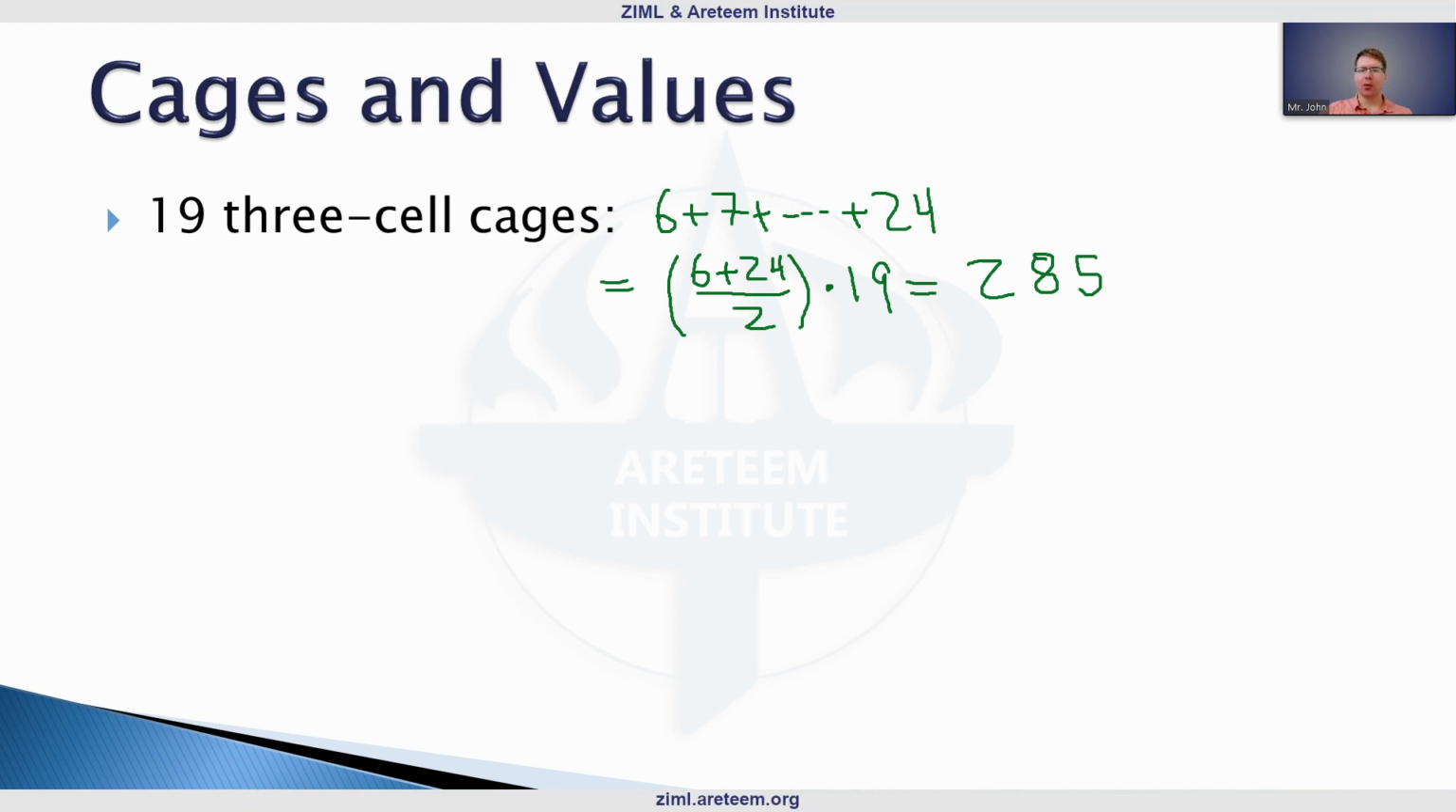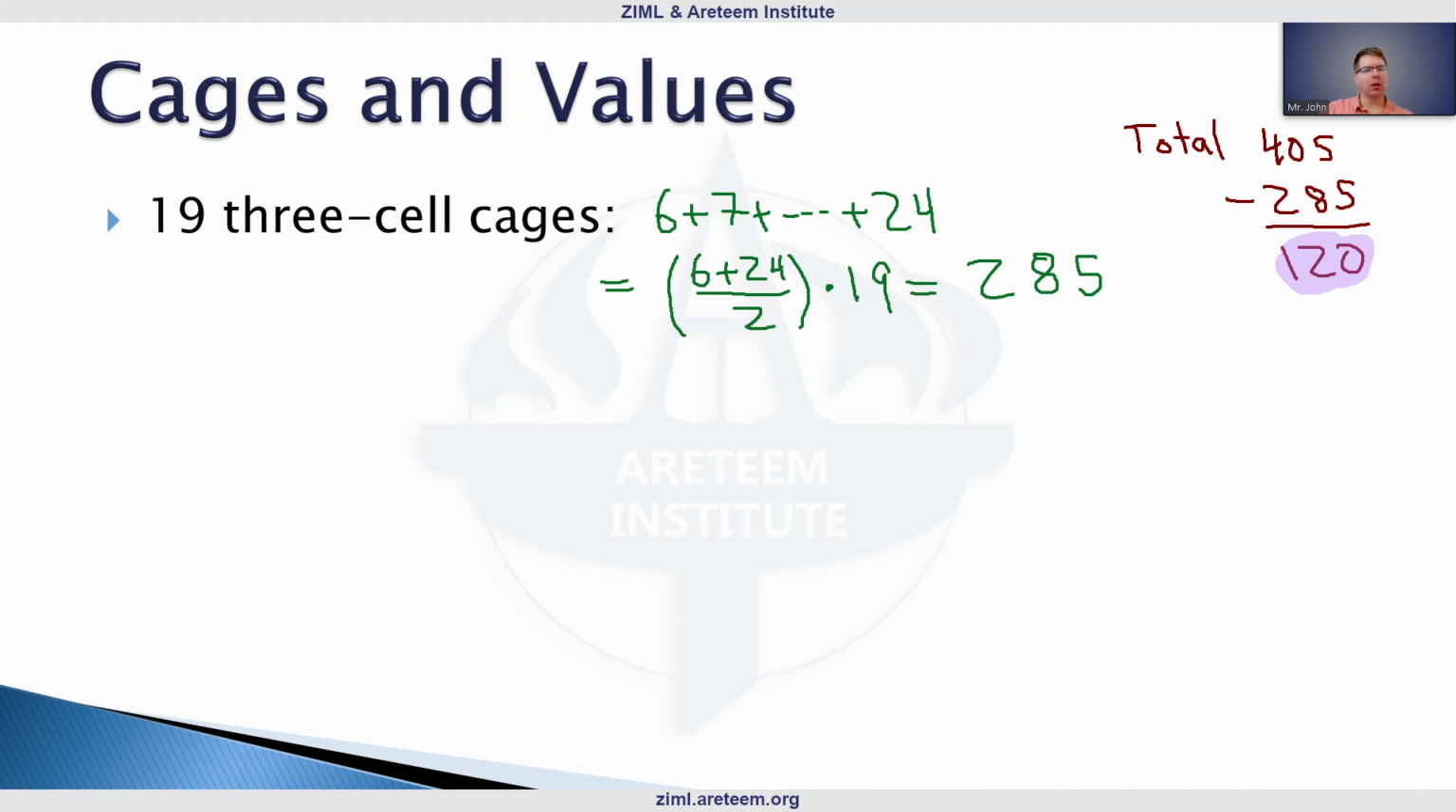Now, let's do a little bit of keeping track on the side here. So on the side, I want to start with our total, right? Remember that our total was 405. So if we do 405 minus 285, we have 120 left over. And I want to keep track of this leftover as we do the different cages. So right now, we know that there are cells that sum to 285, and so we have 120 to go.